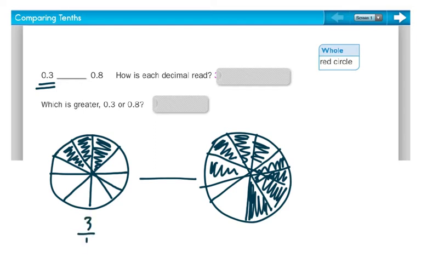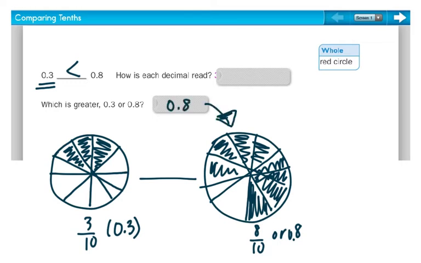This would be 3 out of 10, or as a decimal, we would call this 3/10, or 8 out of 10, or we would call this 8/10. So 3/10 is less than 8/10. So which is greater? 8/10. This one right here. So now we're going to be adding decimals to our conversation about numbers.